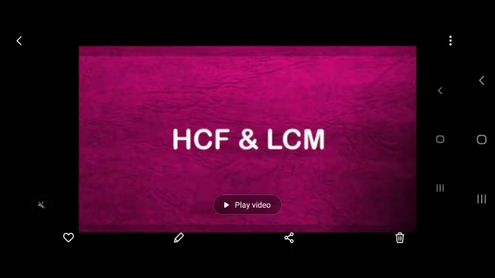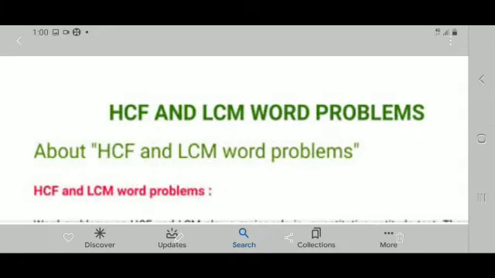Then, do you think about why you are studying this chapter, HCF and LCM? Anybody thought like that? Why we are studying this? What is the use of this? You may think, okay, this HCF and LCM applies to our real life situations or day to day life situations. That type of word problems you can see.